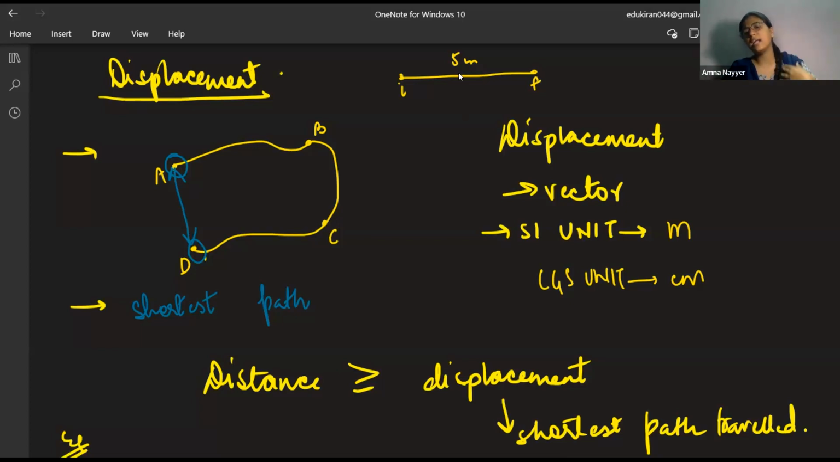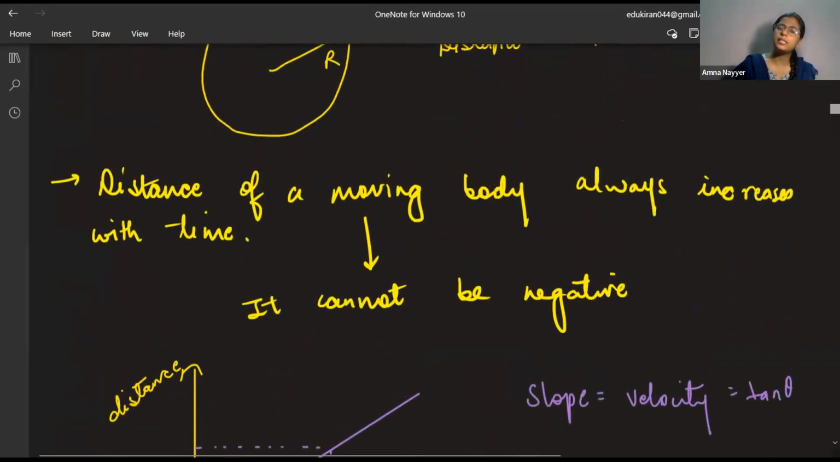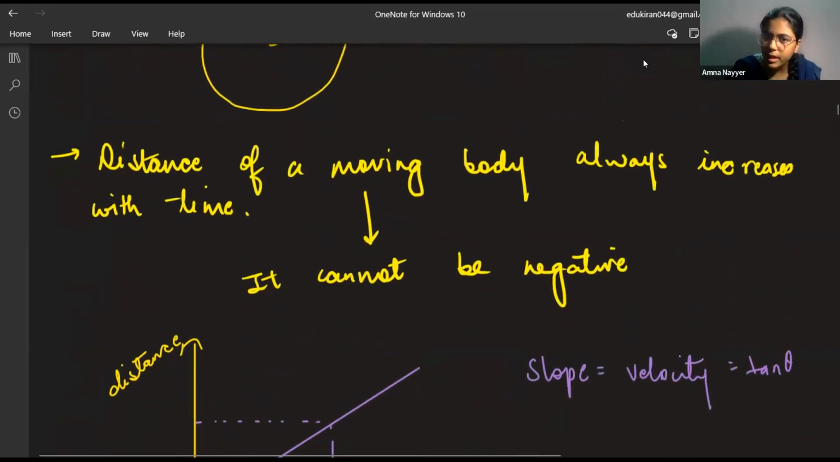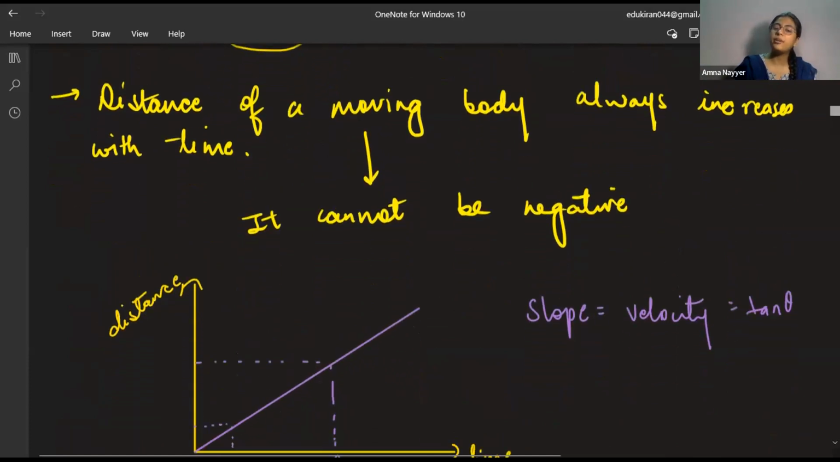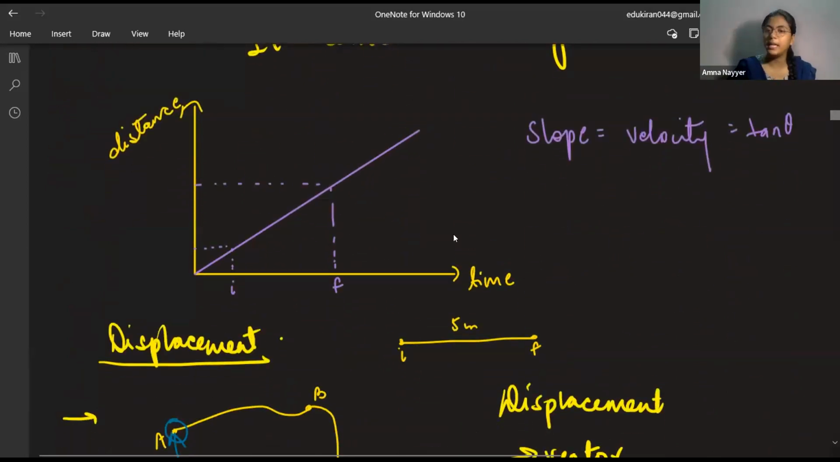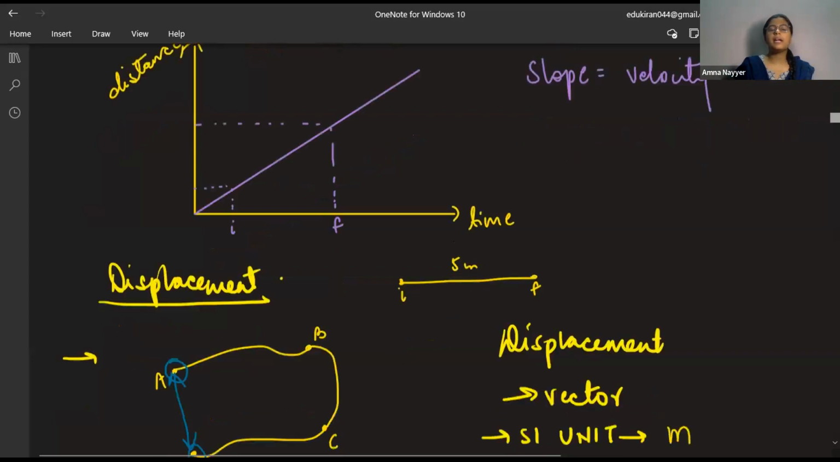These were the things that we had studied in the last class. Apart from this, one or two things we discussed: distance is a scalar quantity, and it comes when the body starts moving. So the distance of a moving body is always increasing with time. If someone asks you what the graph between distance and time is, it would be a straight line. How to calculate the slope? The slope will give you the velocity, which we'll see afterwards when we discuss velocity. Fine. So that is what is meant by distance, and that is what is meant by displacement.